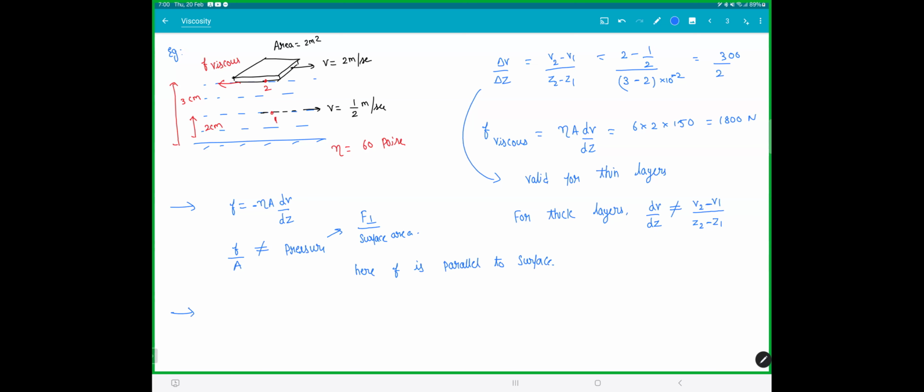And another point here, this is kind of an assumption which actually holds. We assume, listen to this carefully, it's an important assumption, we assume the velocity of the liquid layer in contact with the solid has the same velocity as the solid.